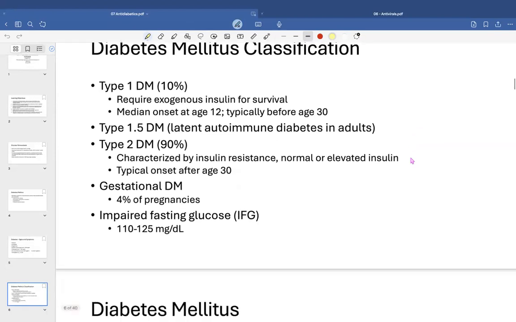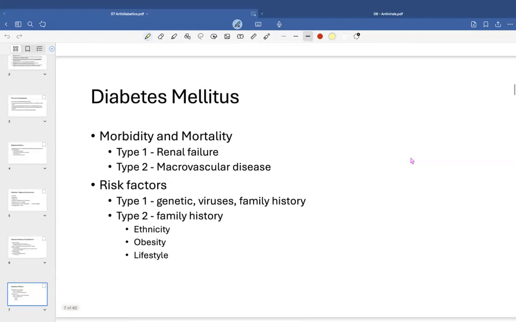Again, we talked about a lot of the complications, but with type 1 diabetics, renal failure predominates, and type 2 is the macrovascular disease, peripheral vascular disease, and some of those other issues. Type 1 diabetics will often have a family history. Type 2 will also have some family history as well, but lifestyle plays a bigger role there.